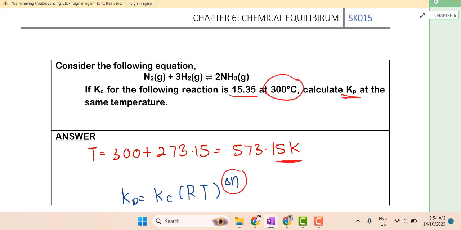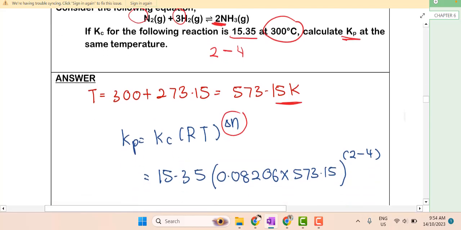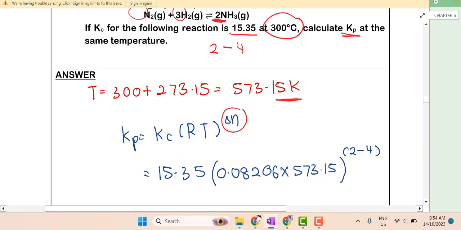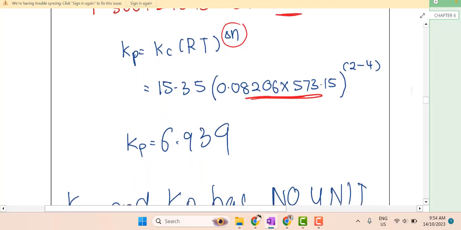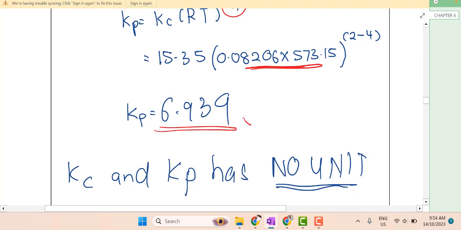Number of mole of product, so here is 2, minus with total mole at reactant. So 1 plus with 3 is equal to 4. So total mole gaseous state at product minus with total mole gaseous state at reactant. So remember, you need to multiply this one first, then the product of this multiplication to the power of -2. So this is the answer. And then please remember, there is no unit for Kc and Kp.